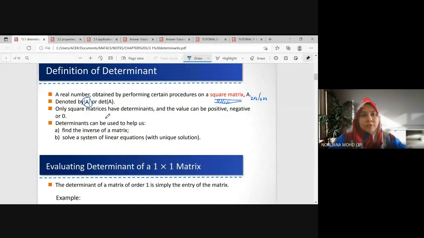Only a square matrix has a determinant, and the value can be positive, negative or 0. Determinant can be used to help us find the inverse of a matrix. This is the application of determinant. The second one is to solve a system of linear equations with unique solution. We learn it later in 3.3, the application of Cramer's rule and adjoint method.